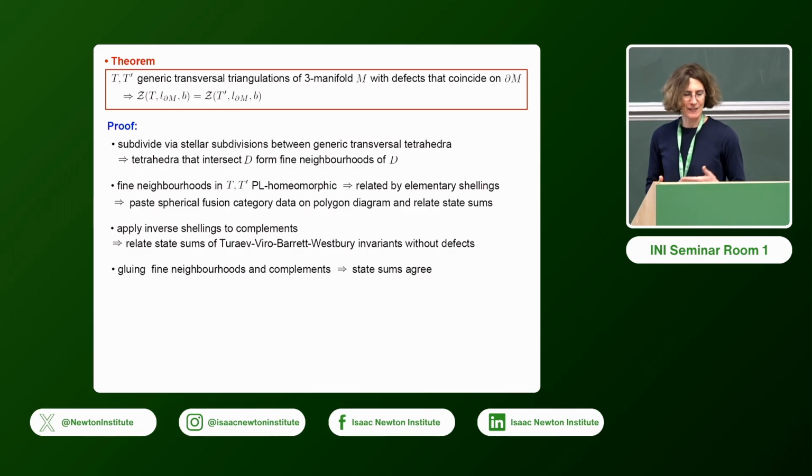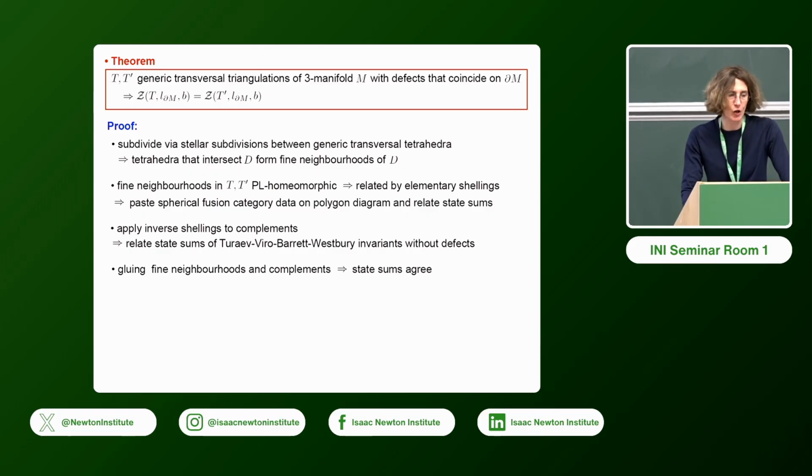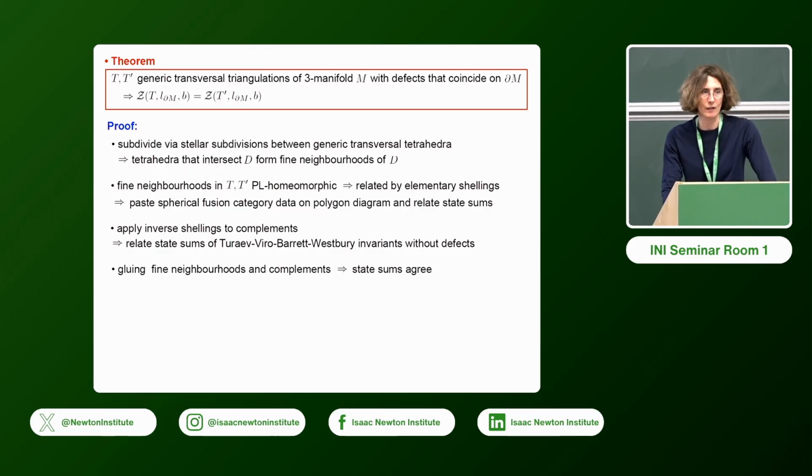And one can then piece it together again by gluing these fine neighborhoods and the complements. So this is roughly how one can show that the two state sums agree. It's not practical to show it just with Pachner moves due to the many different types of Pachner moves, and also due to the fact that the Pachner moves can destroy the statement that the triangulation is transversal and generic. So it's not simply doing Pachner moves as one does before, but one has to work a bit more.